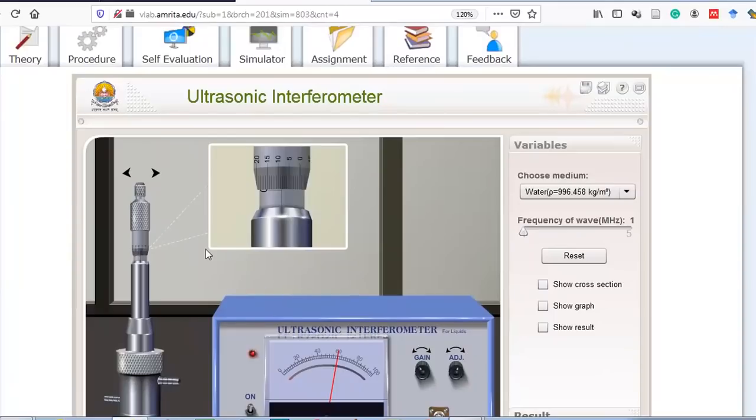Sir, clear? Can you note down one observation? Yeah, let me check it out. I have set it out.